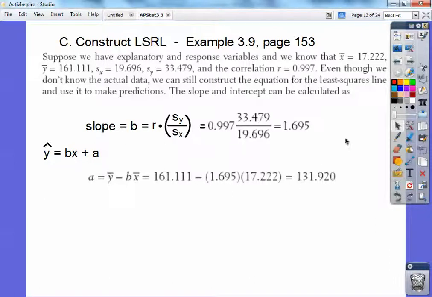That's my a. So now it's in the form of y equals mx plus b, but it's actually y hat equals bx plus a. Okay, I think your calculator says a plus bx. So the least square regression line has this equation, you guys, right here.